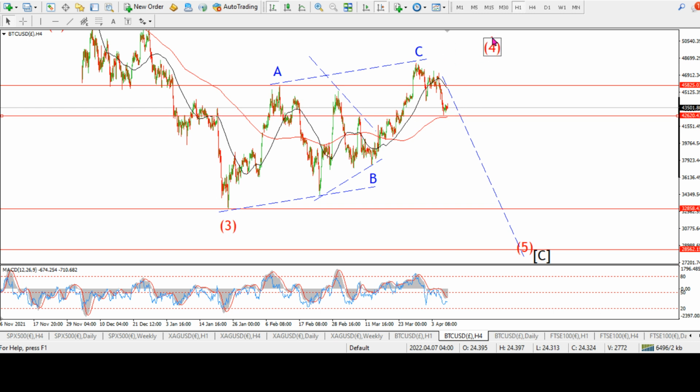Wave C of 4. This is the possibility that I think I changed to last night. A possible 5-wave pattern building in wave C of 4. So maybe one more high in wave C.